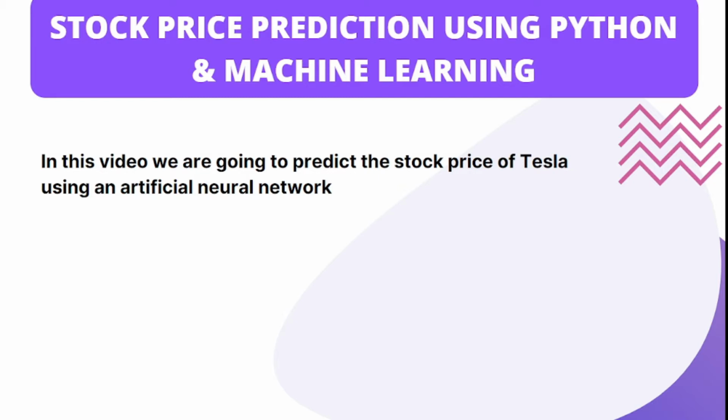In this tutorial, what we're going to do is predict the stock price of Tesla using an artificial neural network, and this is going to be done with Python. An artificial neural network is for sure a topic in machine learning. So if you're into machine learning, this will be a nice tutorial to get involved and understand some things about machine learning.